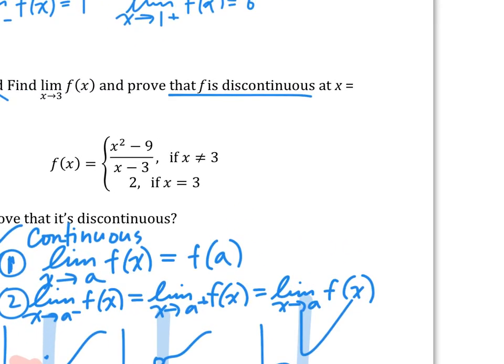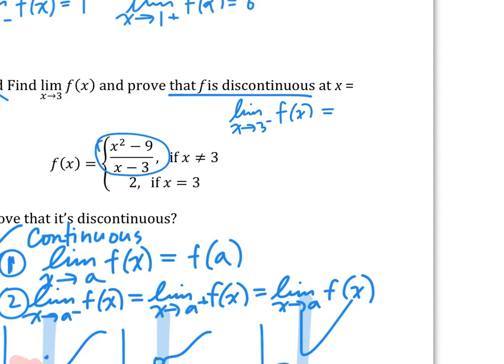All right, so limit as x goes to 3 from the left-hand side of f of x. Okay, left-hand side of f. Left-hand side of 3 means number smaller than 3. So if you look at this piecewise function, which piecewise function will represent the function for x that is less than 3? That would be this one, right?